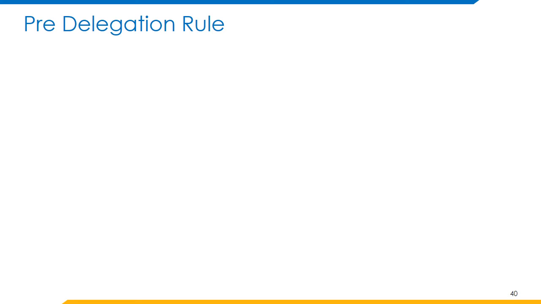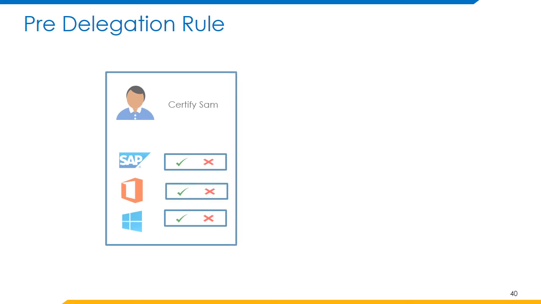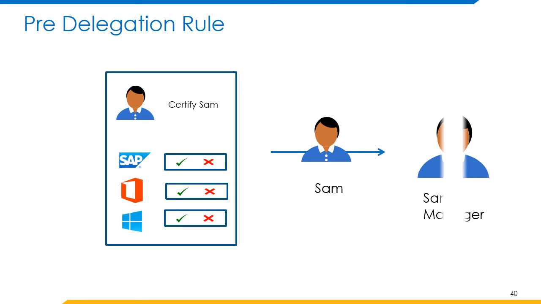Pre-delegation rule. Pre-delegation rule is the scenario where we delegate the current certification items to some other identity before actually passing it to the actual certifier. In such cases, pre-delegation rule could be used. Pre-delegation rule could be used in two different ways. The first way is normal pre-delegation, and the second way is reassignment.